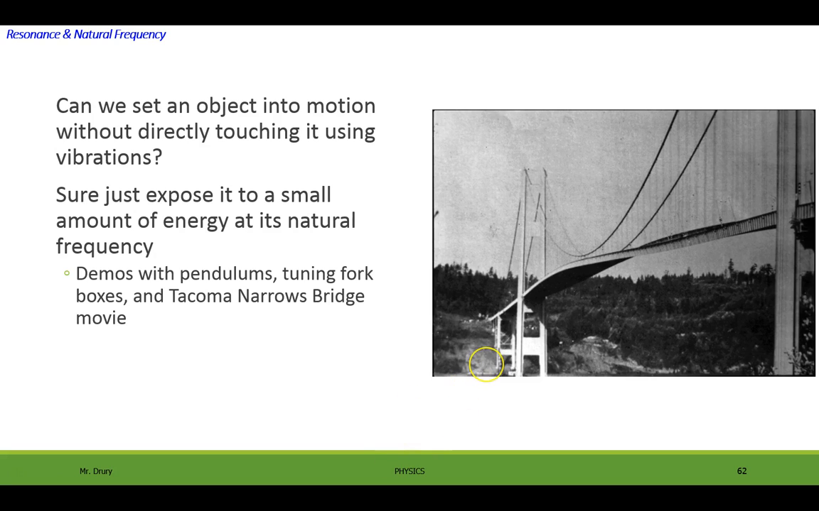And you can see the same thing is true as when you learned how to swing on a swing when you were a kid. You just move your legs back and forth at the correct natural frequency. You don't really have to add much energy, and you go higher and higher and higher.